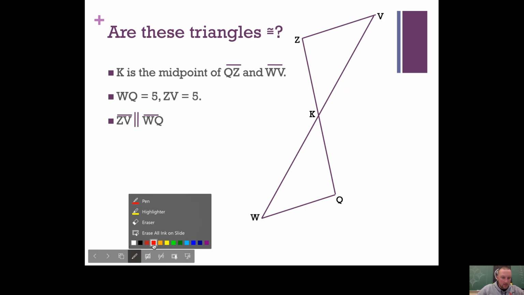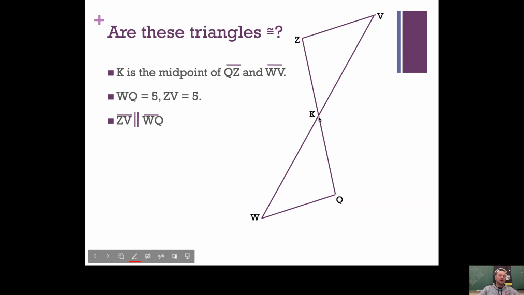So we can mark that. If point K is the midpoint of segment QZ, then that means that these segments are congruent. Point K is also the midpoint of segment WV. So we can mark that as well, but notice how I'm using different marks because there's no guaranteeing that this segment is the same length as that segment.